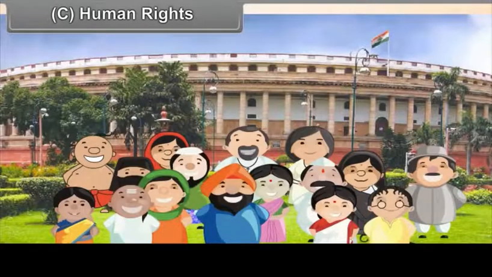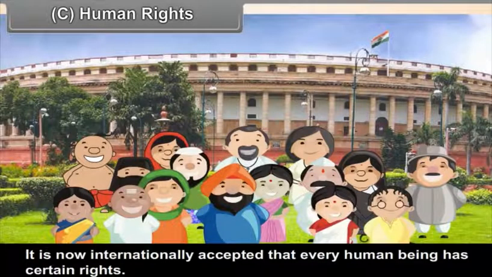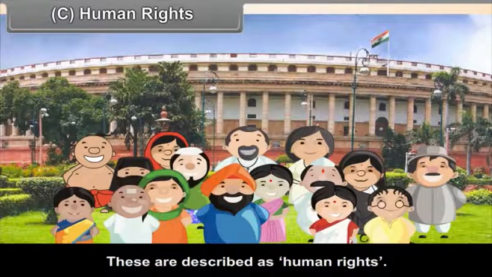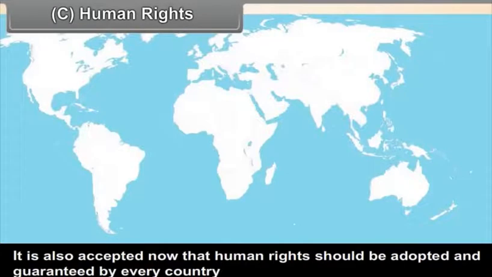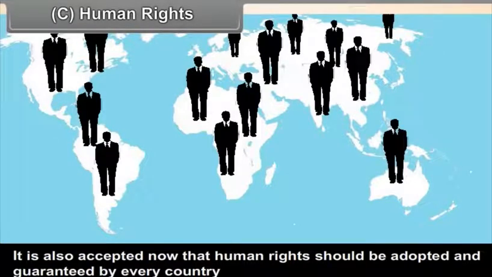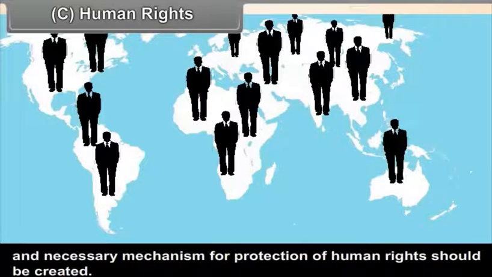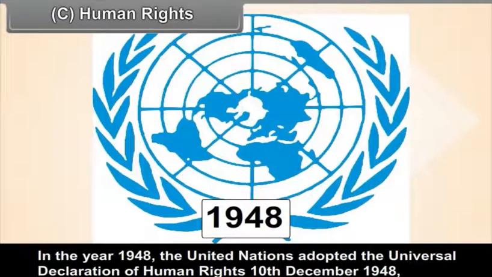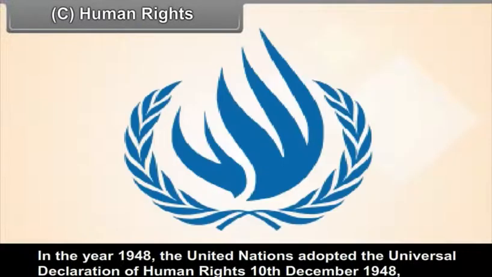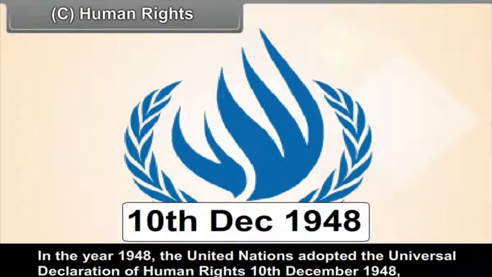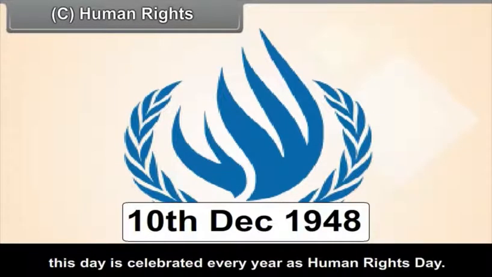C. Human rights. It is now internationally accepted that every human being has certain rights. These are described as human rights. It is also accepted now that human rights should be adopted and guaranteed by every country, and a necessary mechanism for protection of human rights should be created. In 1948, the United Nations adopted the Universal Declaration of Human Rights, on 10th December 1948. This day is celebrated every year as Human Rights Day.